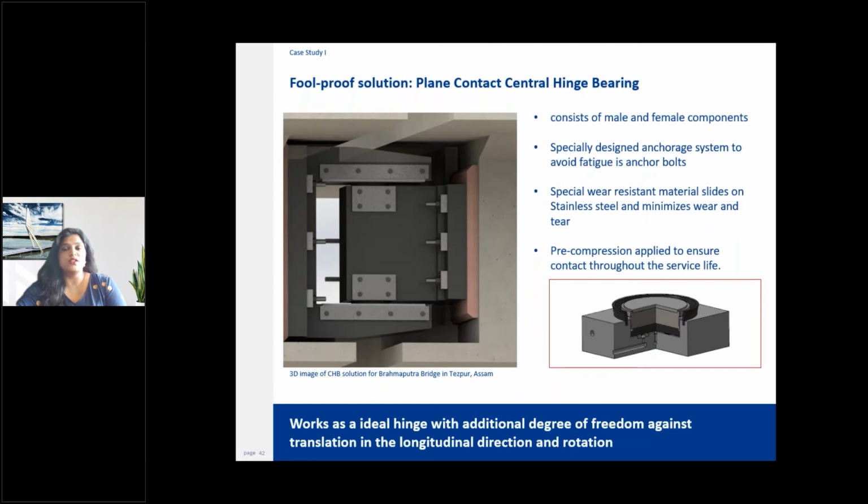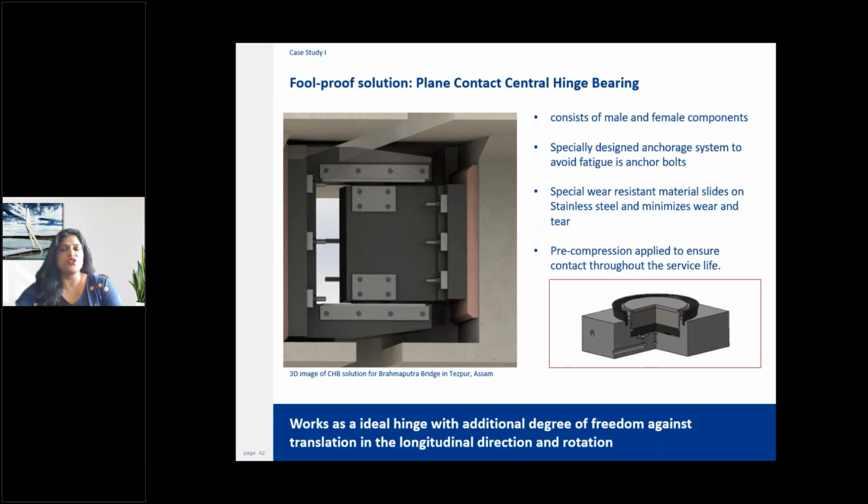To address these issues, in about 2012, a certain type of bearing was applied, which was called the central hinge bearing. A central hinge bearing essentially consists of a male part and a female part. One pod bearing is housed at the top of the male part, and another one is housed at the bottom part. The female part is provided with a sliding arrangement against which the pod bearings are pre-compressed. This prevents development of stress because of load reversals.